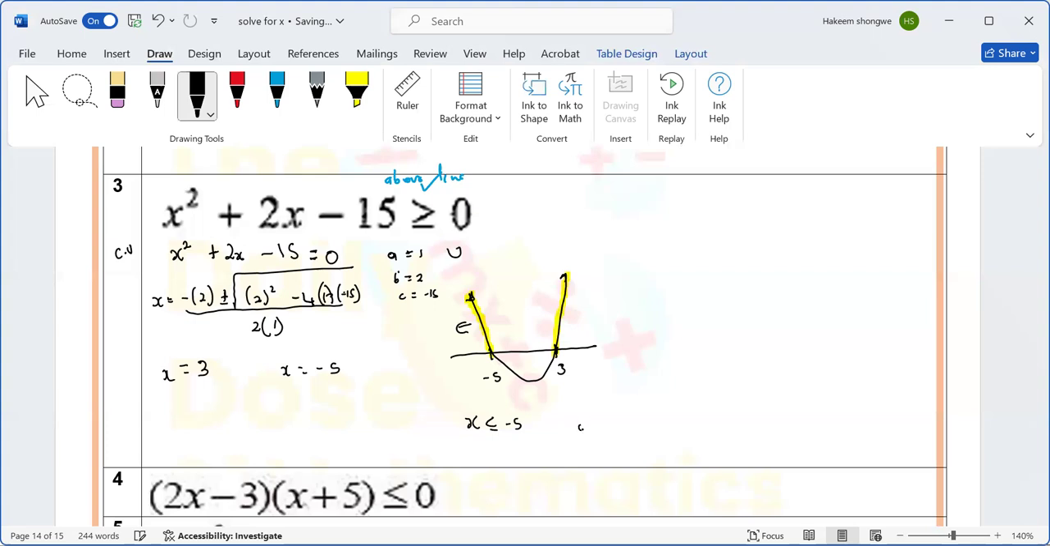Now x in relation to 3 here. What will you say about the values here? x is greater than or equal to 3. These values on this side are greater than or equal to what? To 3.